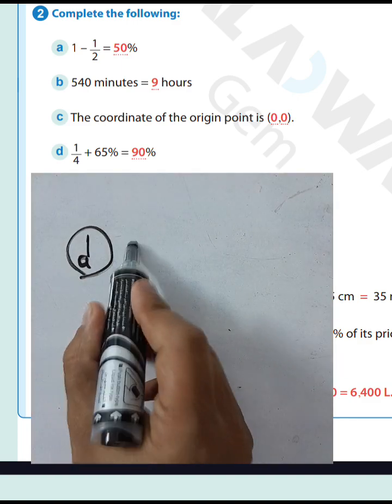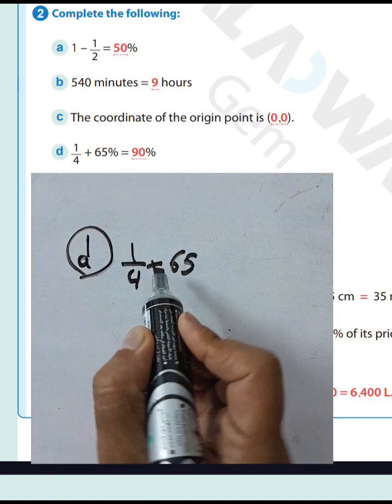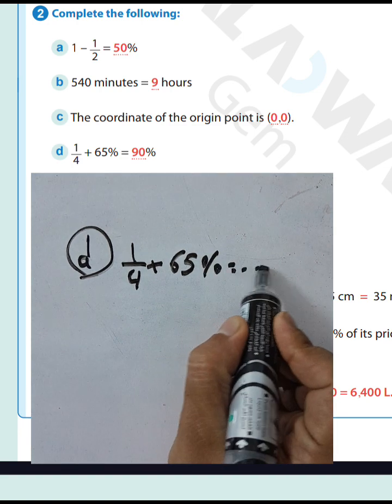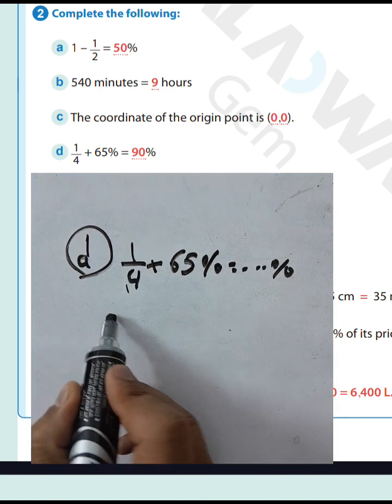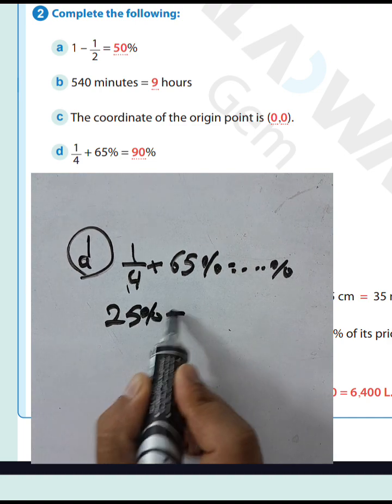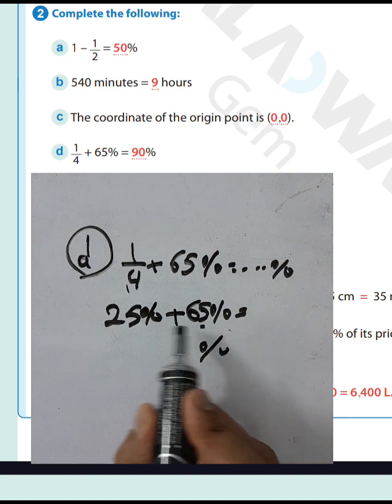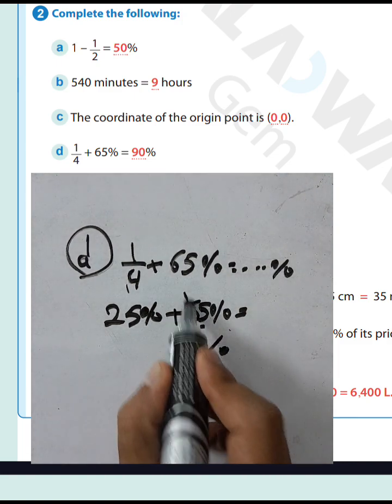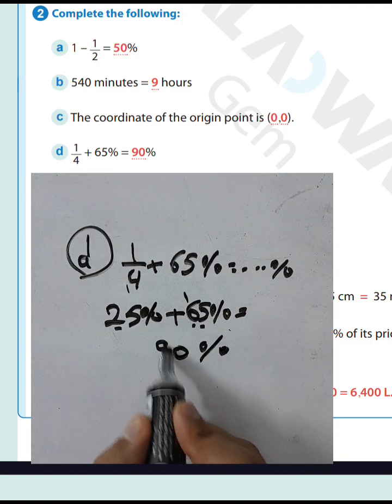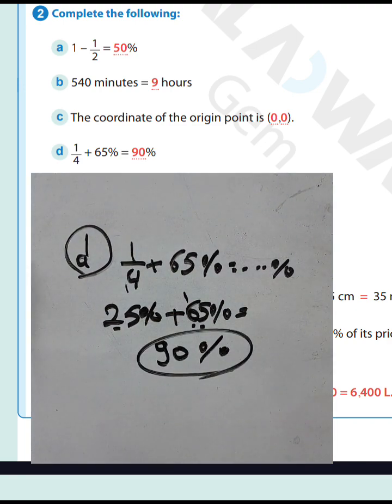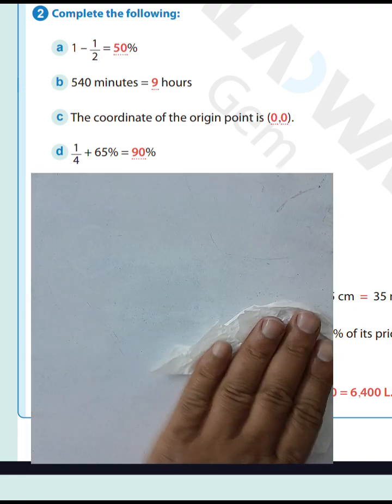Question letter D. We have 1/4 plus 65% equal space percent. We know 1/4 will be 25% plus 65%. We can add them. 5 plus 5 is 10, write 0 and carry 1. 6 plus 1 is 7, 7 plus 2 equals 9. The result will be 90%.